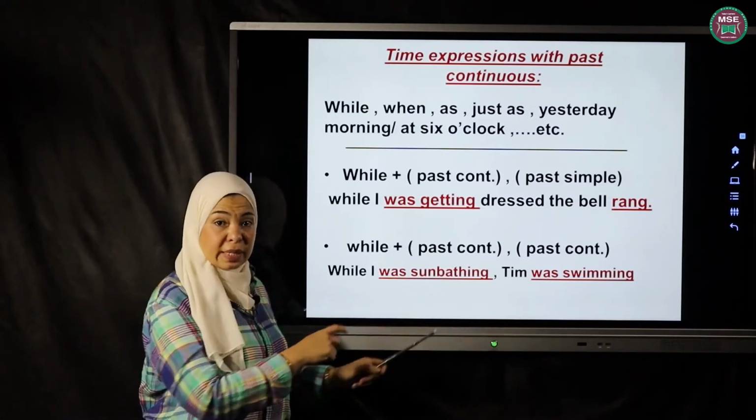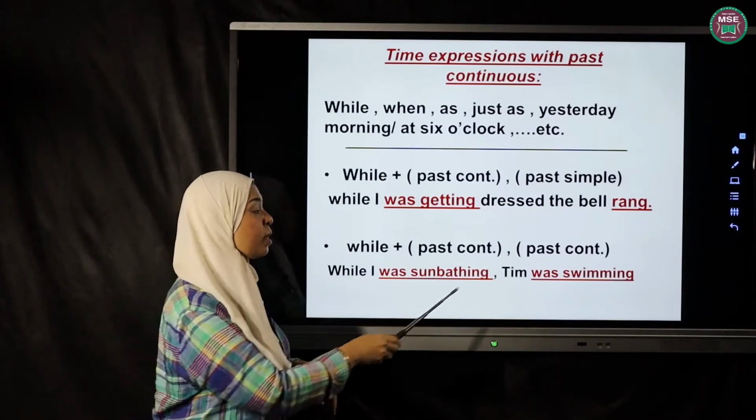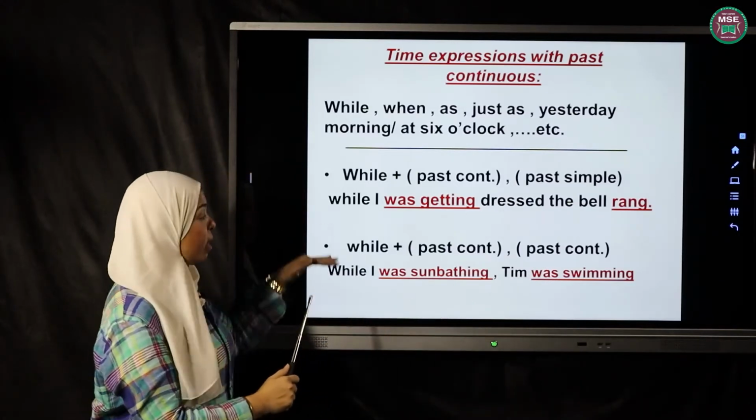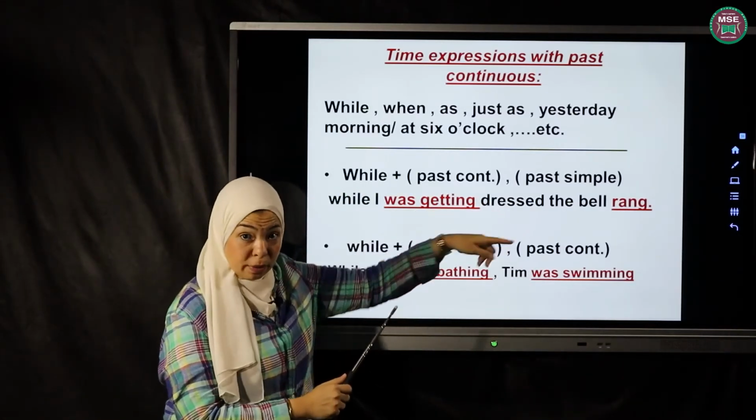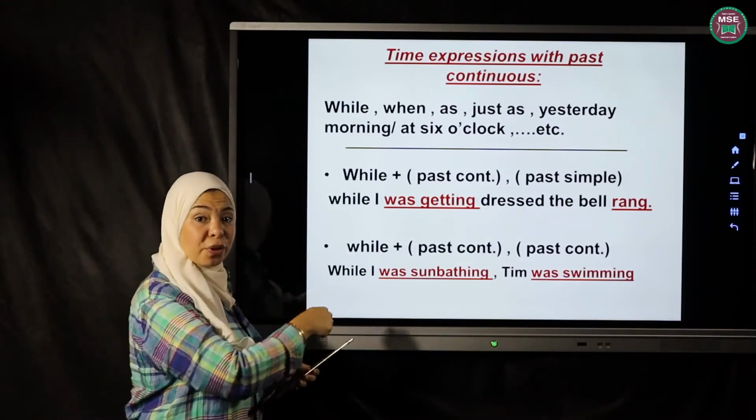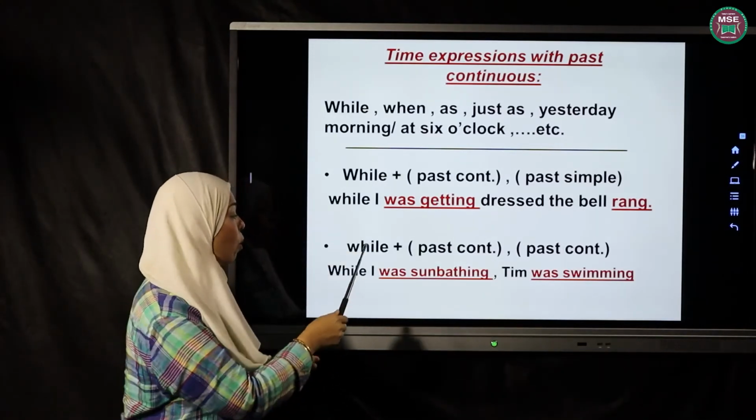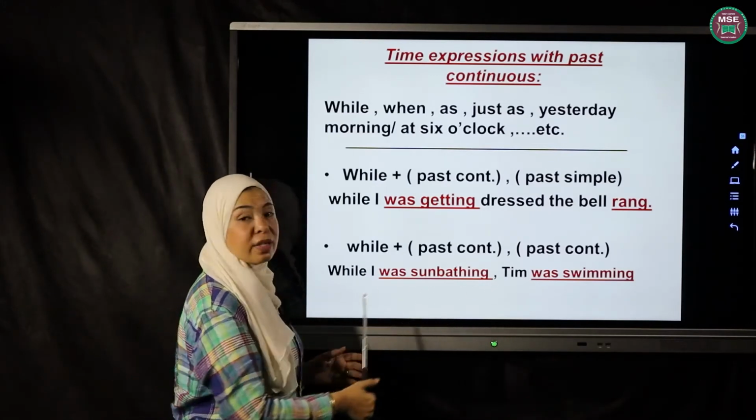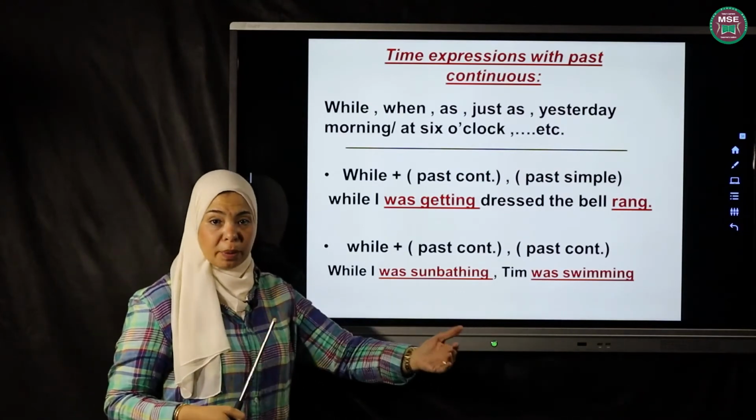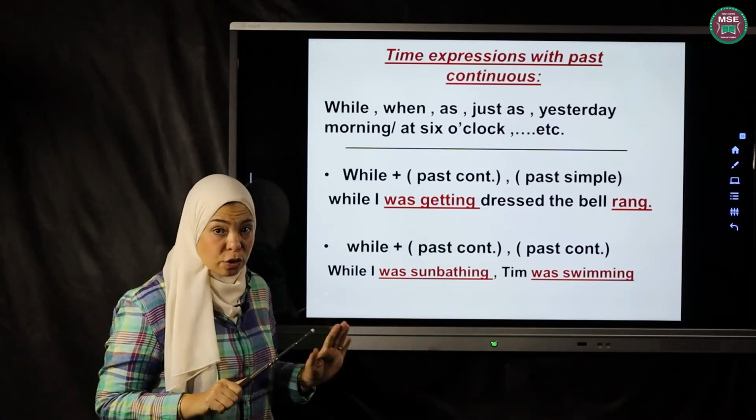While plus past continuous, this is the form or the rule for using while in the past continuous. While plus past continuous and the other verb in the past continuous. This is another case: while interrupted by another action, as we said, long action interrupted by short action. This is for the second point I explained, two simultaneous past continuous actions. While I was sunbathing, Ted was swimming. He was swimming and I was sunbathing. He didn't interrupt me and I didn't interrupt him. Two simultaneous actions, by using while at the beginning of the sentence also. Understood? Okay.